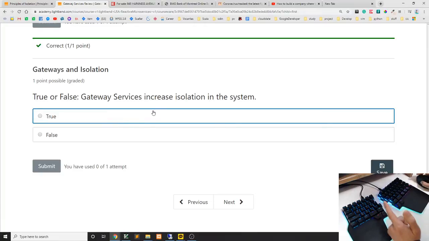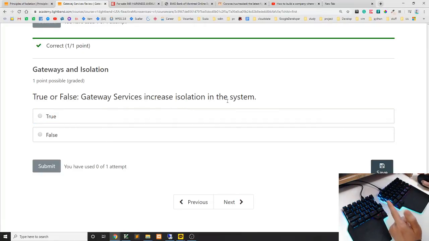Gateway services increase isolation in the system. A gateway service by itself is not really making isolation, but looks more like it is working like a monolith system from the customer's point of view, while the customer is using a monolith system that deals with all things together.